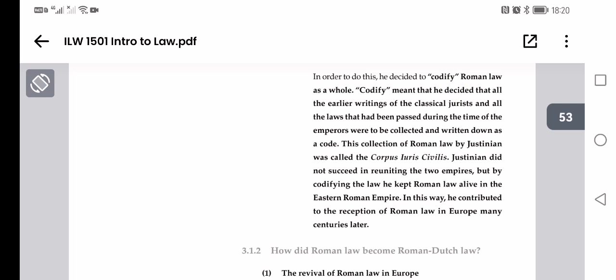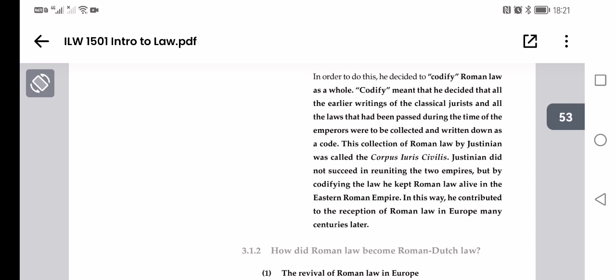In order to do this, he decided to codify Roman law as a whole. Codify meant that he decided that all the earlier writings of the classical jurists and all the laws that had been passed during the time of the emperors were to be collected and written down as a code. This collection of Roman law by Justinian was called the Corpus Iuris Civilis.